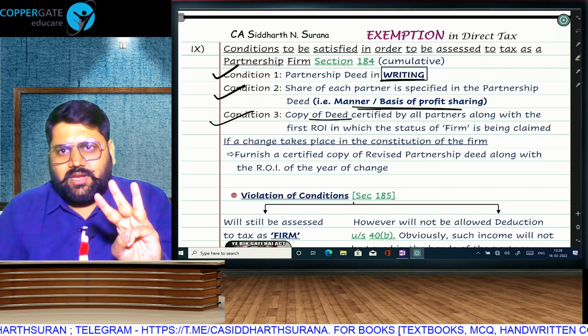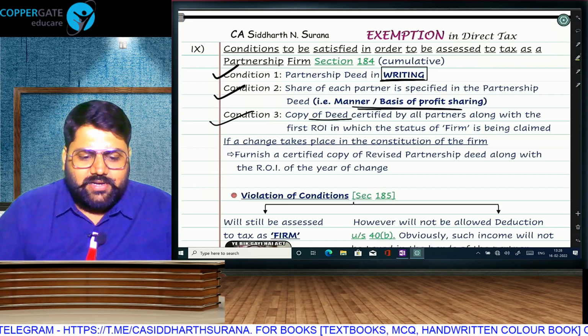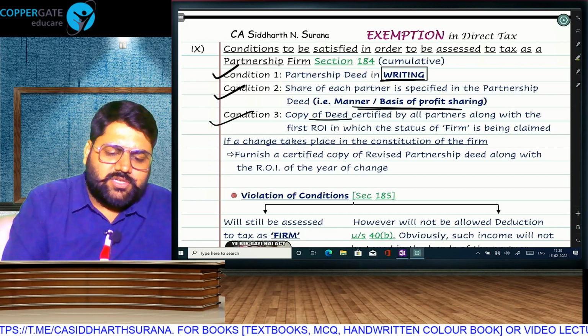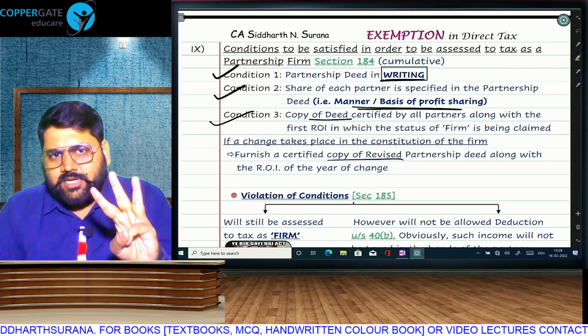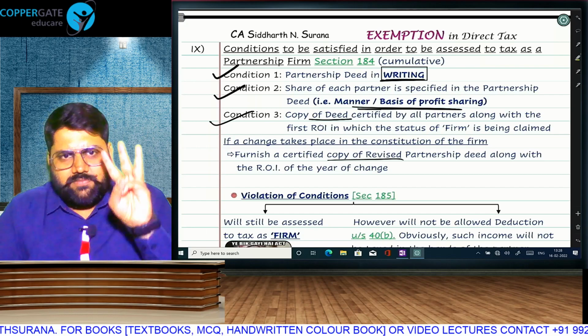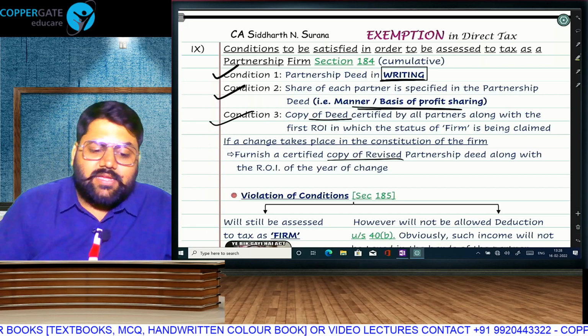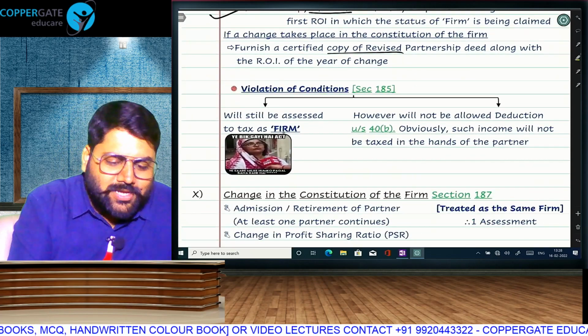So if you fulfill three conditions, then only you can call yourself a firm. And if there is ever a change in constitution, then you should furnish a revised copy of the partnership deed. So three conditions, then only you can call yourself a firm. And in case there is violation of any of these conditions, you will still be a firm.